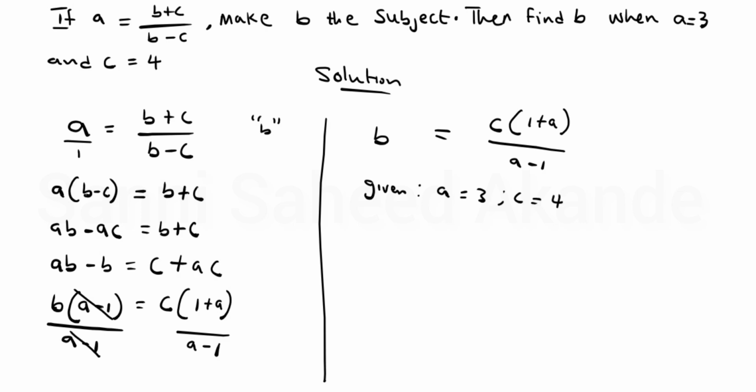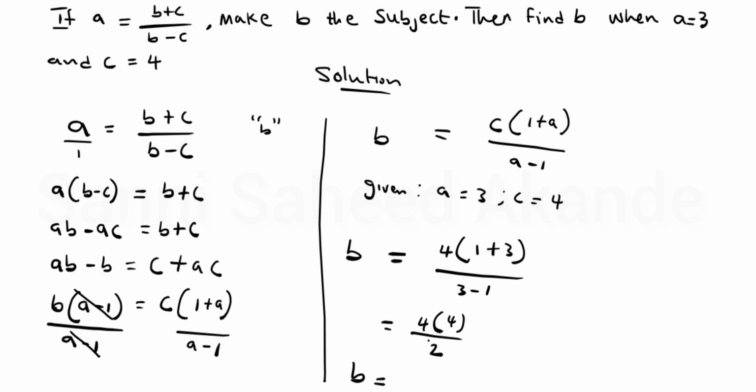So what we needed to do now is to plug in the values of these two parameters A and C in this formula. So we have B is equal to C, which is 4, then open bracket 1 plus A, which is 3, then divided by A, which is 3, minus 1. So solving this further, we have 4 open bracket 1 plus 3 is 4, then divided by 3 minus 1 will give us 2. Okay, so B now is equal to 2 goes in 2 one time, 2 goes in 4, that's 2 times. Then we have 2 times 4 left, and 2 times 4 will give us 8. So therefore the value of B is equal to 8.